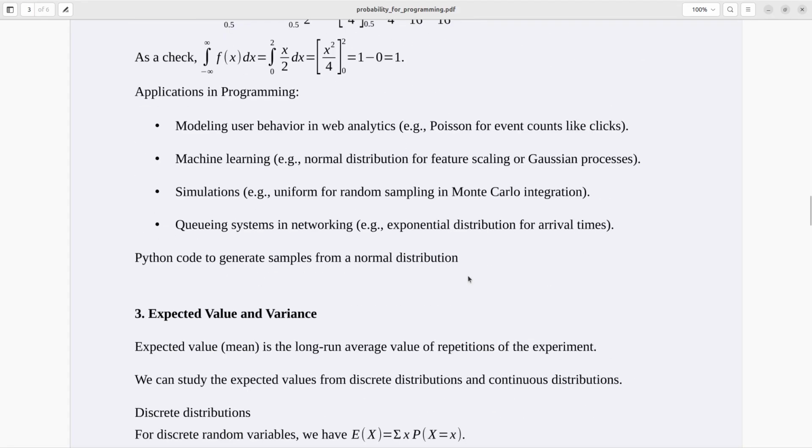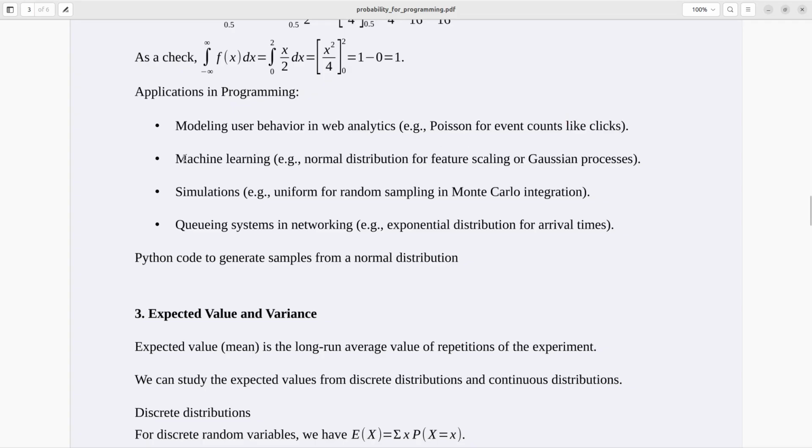So how can we apply continuous probability distribution in programming? We can use it to model the user behavior in web analytics. For example, if we have a Poisson distribution, we can use it to account for the number of events that occur in a given amount of time. For example, we can use it to model the distribution of clicks, okay?